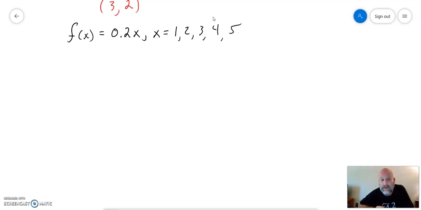So what they're doing when they tell you this is they're telling you what they want the domain to be. Now, theoretically, you can plug any number you wanted in for x and multiply it by 0.2, and you can get something out for y. So under normal conditions, you could plug anything into this function. The domain is all real numbers. But when they give you specific values, what this means is that they're turning it into a discrete function.